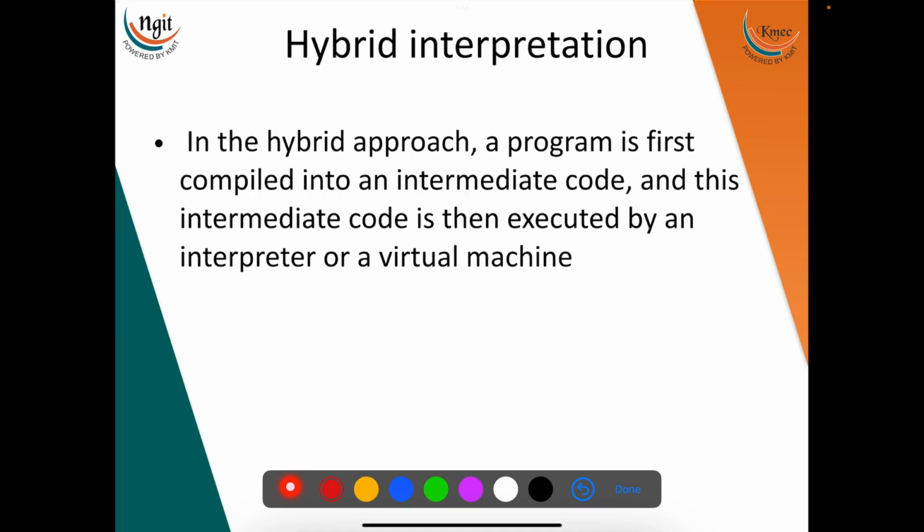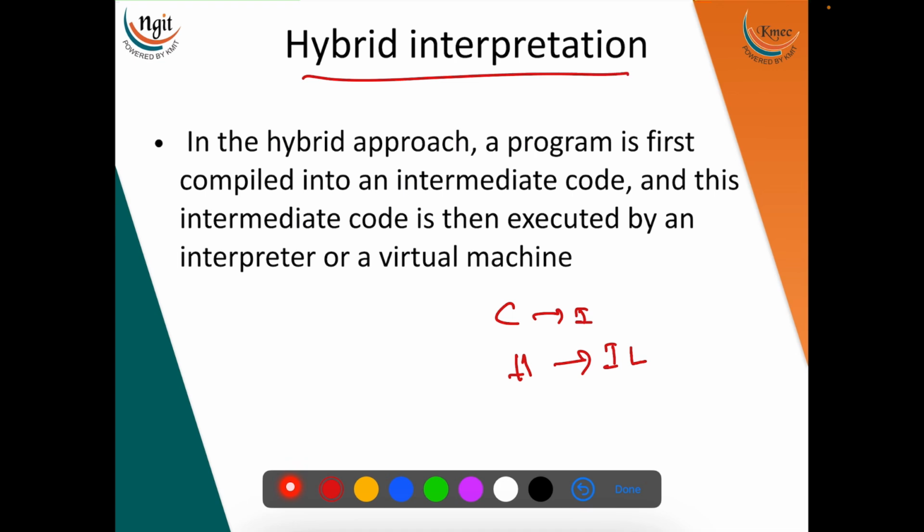Now we'll see the next category, which is hybrid implementation system. Some language implementation systems are a compromise between compilers and pure interpreters. They translate the high-level language program into an intermediate language designed to allow easy interpretation. This method is faster than pure interpretation because the source language statements are decoded only once. Such implementations are called hybrid implementation systems.